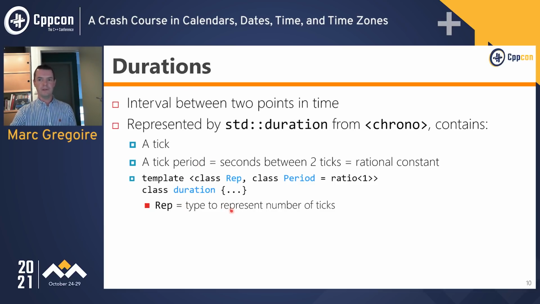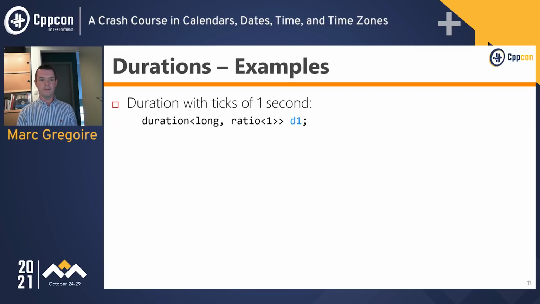Here you have the class template of the duration class template, and you see there are two template type parameters. We have Rep, which is a type used to represent a tick, and this can be either an integral type or a floating point type. And we have Period, and that is the compile time rational constant to represent the tick period.